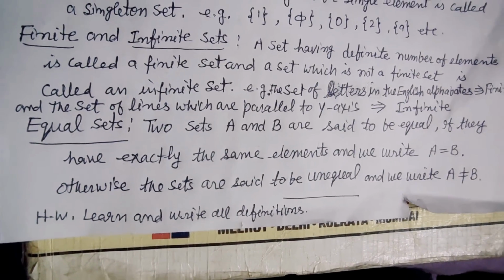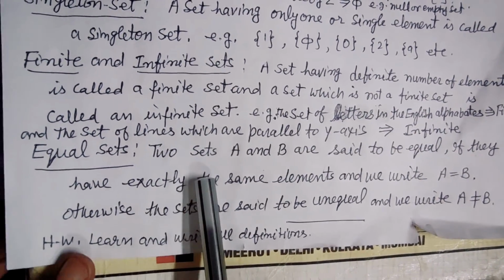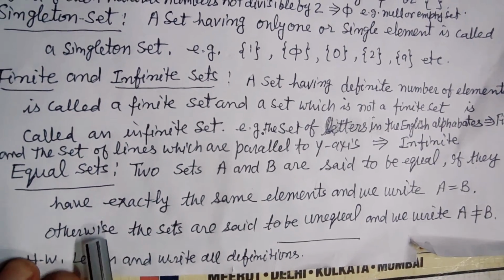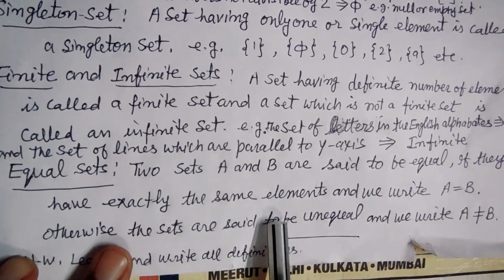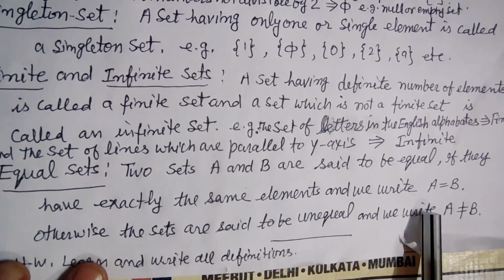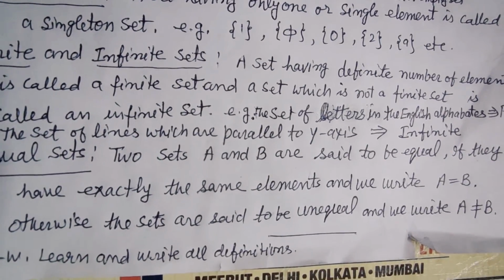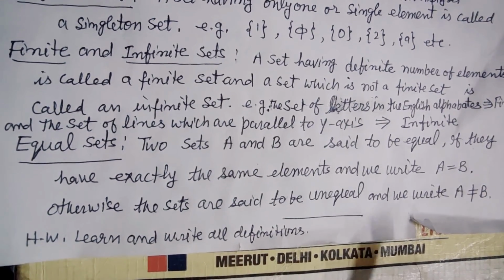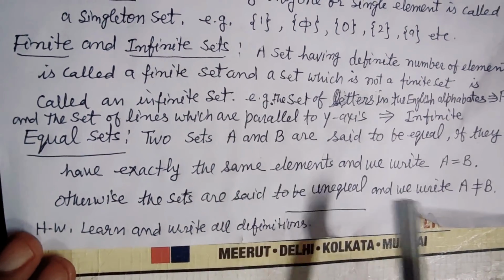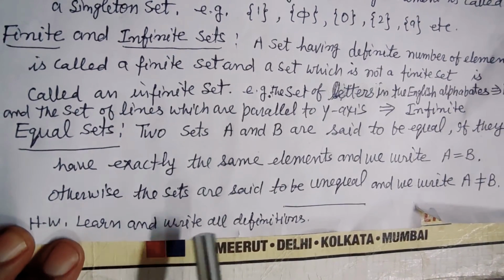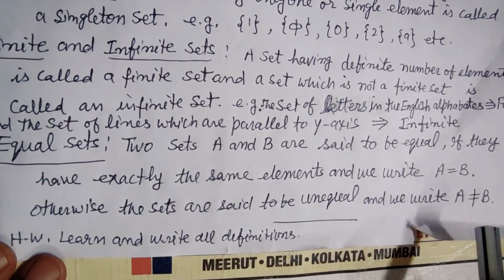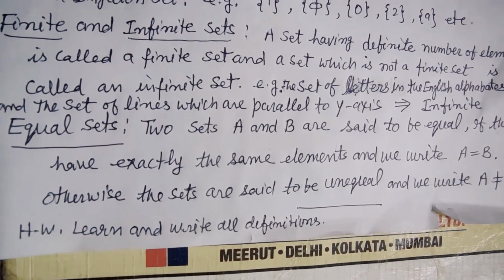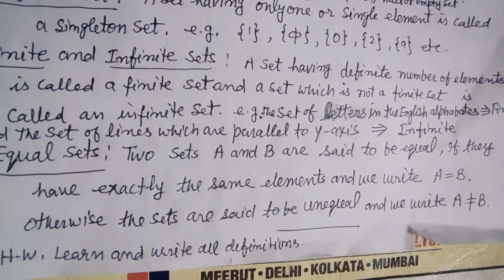Now we discuss equal sets. Two sets A and B are said to be equal if they have exactly the same elements, and we write A is equal to B. That is, both have exactly the same elements; then we say both sets are equal. Otherwise the sets are said to be unequal and we write A is not equal to B. We will discuss further in the next videos.